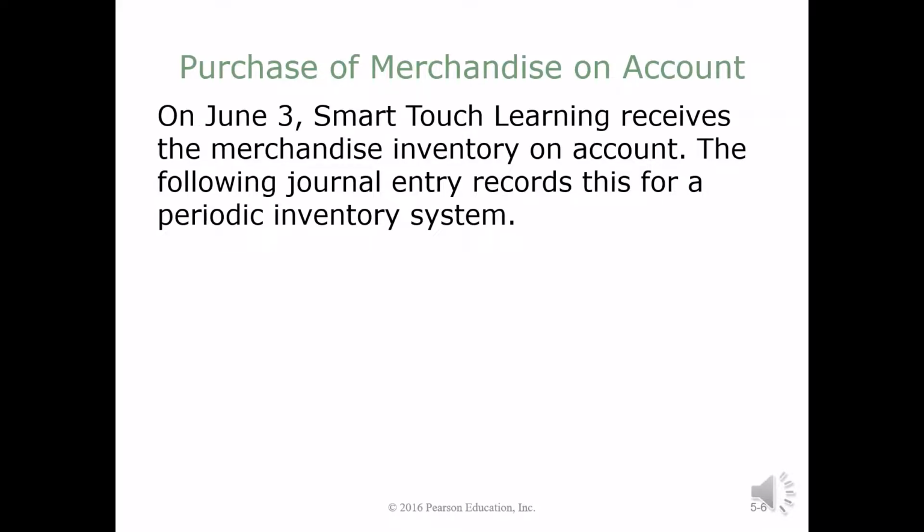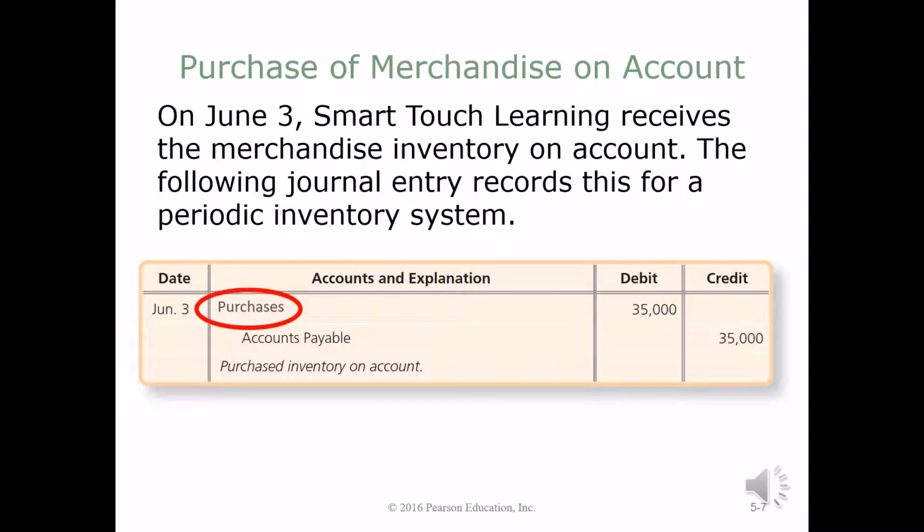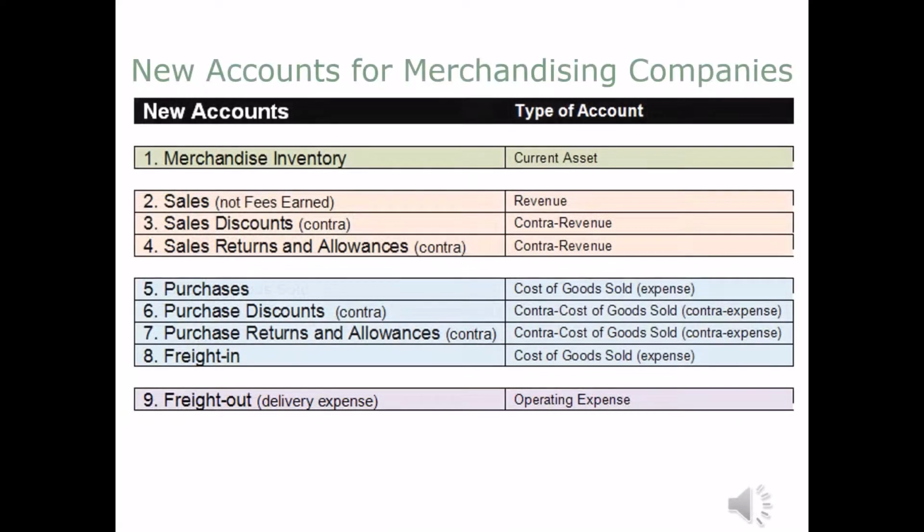And remember, you cannot use merchandise inventory. This time we're using our new account called Purchases to record the debit of $35,000 for the inventory that we received. The accounts payable account stays the same as our credit. Let's take another look at the accounts that we're going to use in the periodic inventory method. Purchases, which we just used, purchase returns and allowances, purchase discounts, and freight in.